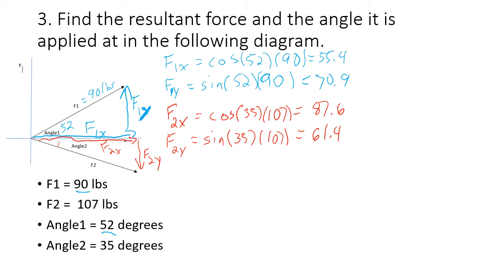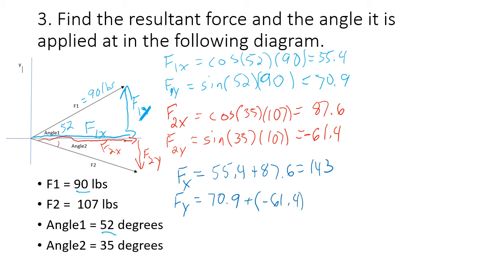Now we're going to add the x's and subtract the y's because the y's are in opposite directions. So this F2y here should be negative 61.4 because it's going down. So again, we're going to add the Fx's together. Fx total is going to be Fx1 plus Fx2. So 55.4 plus 87.6 equals 143. For the Fy total, we're still going to add them, but since this one's negative, we end up subtracting. So 70.9 plus negative 61.4 equals 9.5.